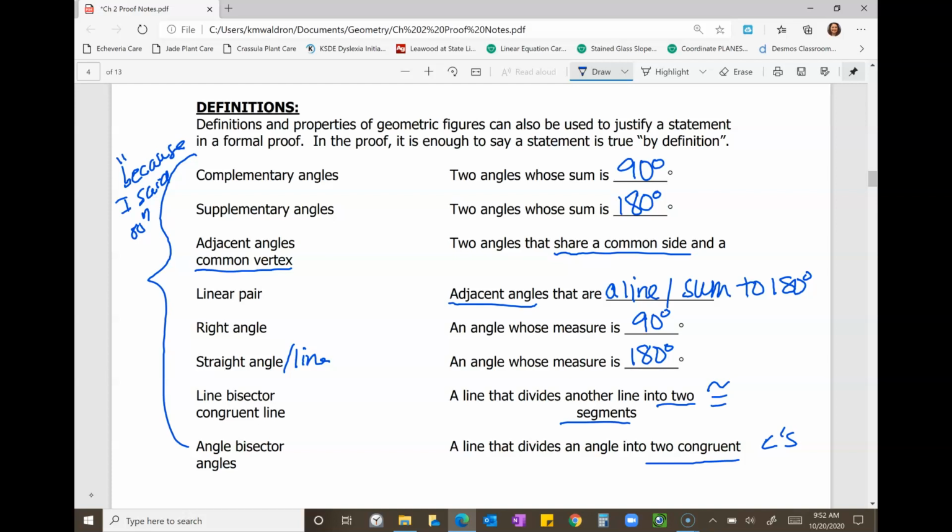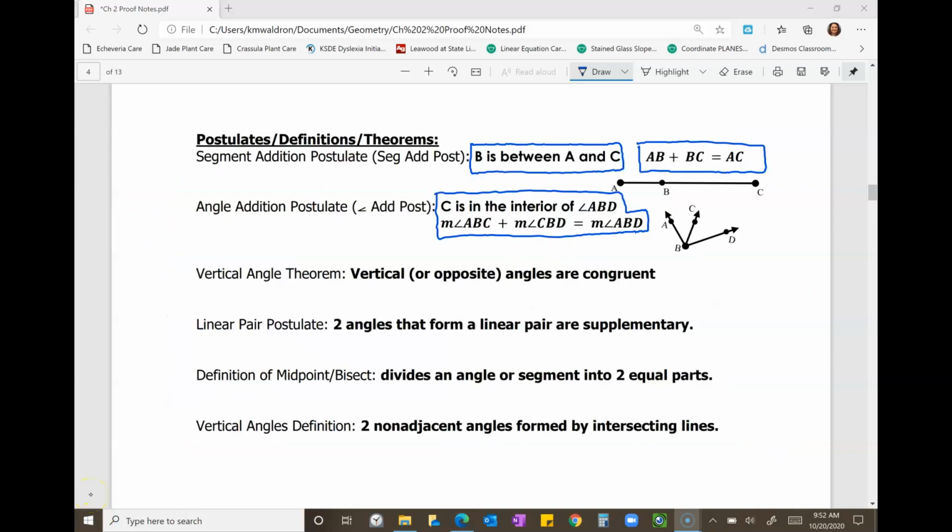in postulates and theorems. So for postulates or theorems, all of these are always true. Okay, there's no need to prove the postulates or theorems, they are already there, and so these are really good ways to use in your proofs. And so all of these actually will be considered the reasons in your proofs.